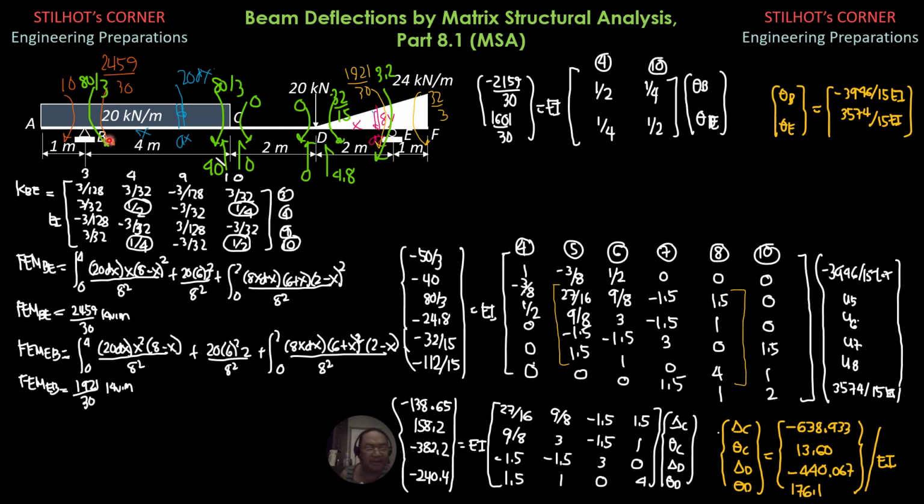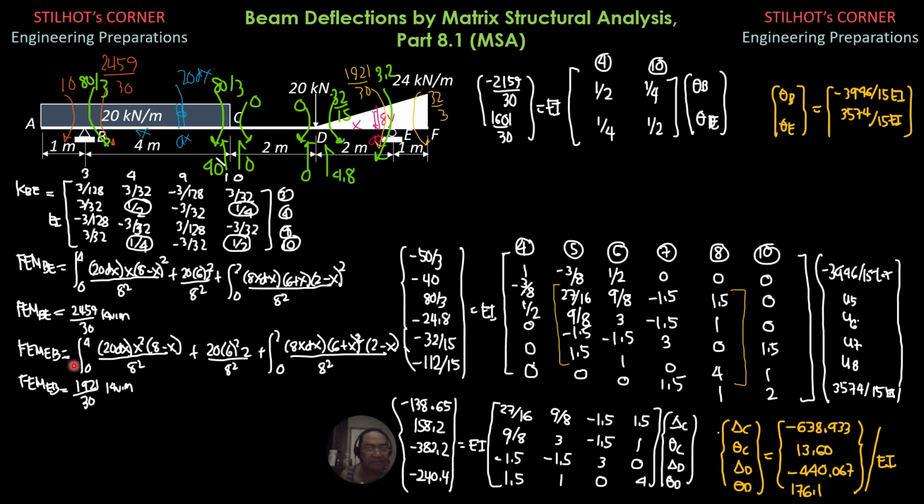Fixed moment BE is the integral of 20 dx times x, 8 minus x squared over 8 squared, 0 to 4. For the 20 kilonewton load, 20 times 6 times 2 squared over 8 squared. Then for the triangular load, the integral of 8x dx, its distance from the left is 6 plus x. Then this is 2 minus x quantity squared over 8 squared. So it is 2459 over 30 as shown in the figure. Remember, this is 10 kilonewton meter.